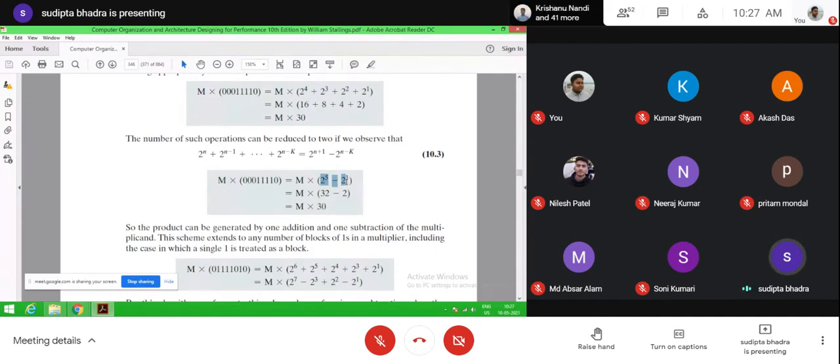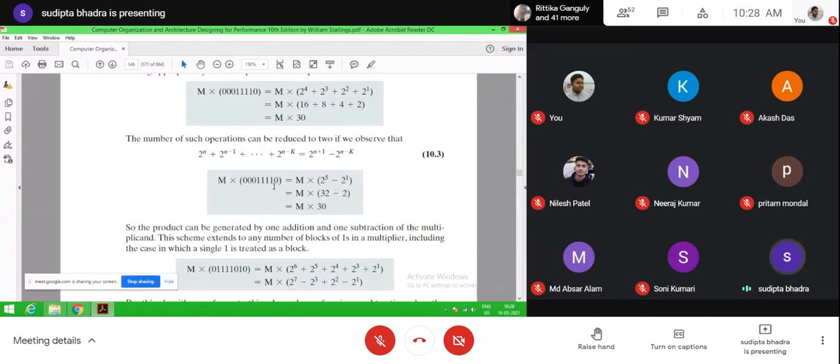Means what? Instead of 4 addition operations, we are taking 1 addition, and here plus 2 to the power 5, minus 1 subtraction. Okay, so this 2 to the power 5 minus 2 to the power 1 reduces the number of operations.